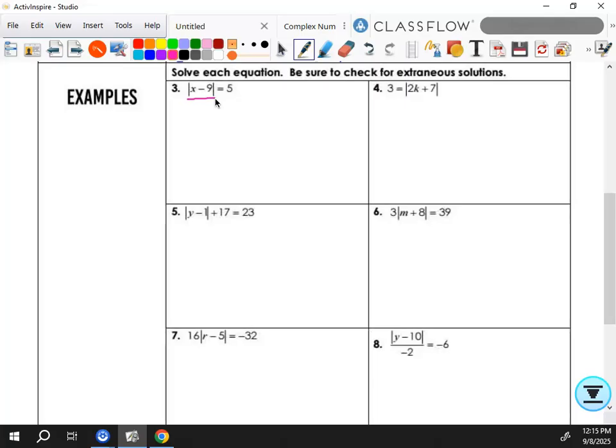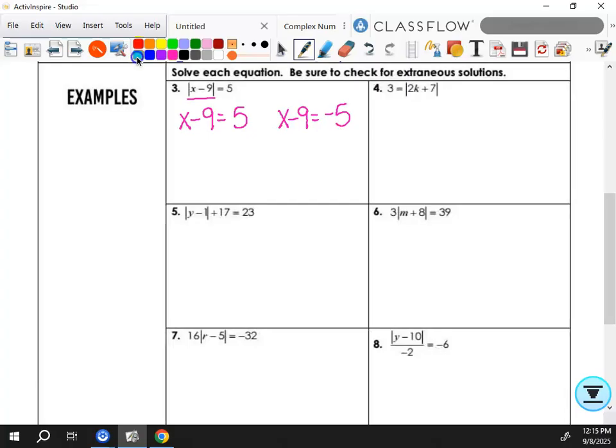Then we take the inside, which is x minus 9. We set it equal to whatever's on the other side of the equal sign. And then we take the inside and we set it equal to the negative version of that. Now, here's the thing. That works, and that's totally fine, and that's the way I would do it myself.